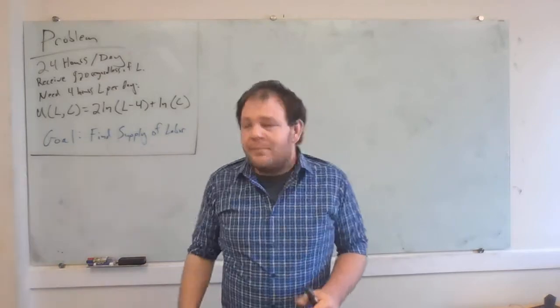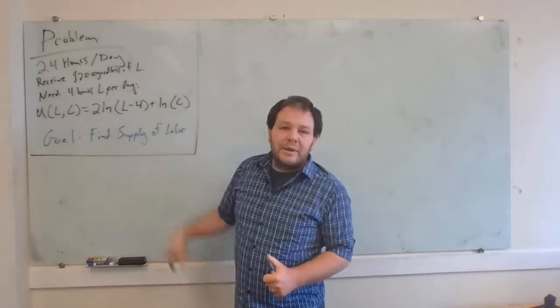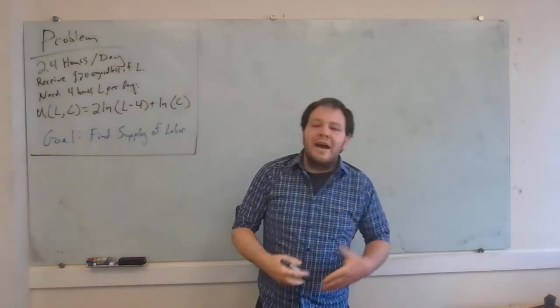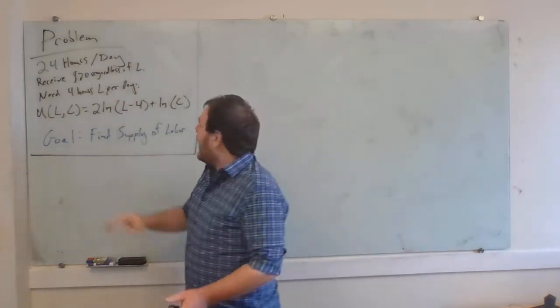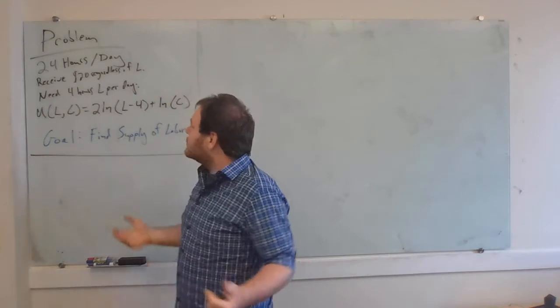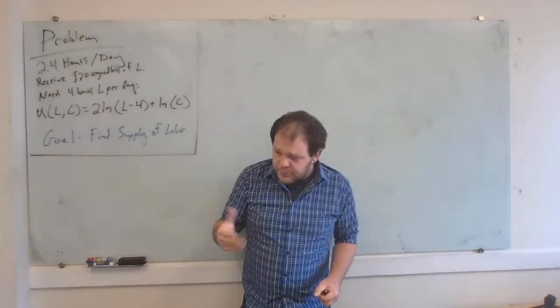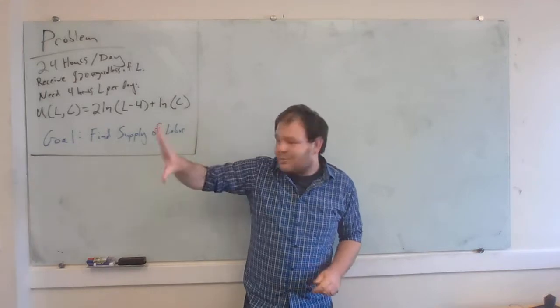In this problem, I'm giving myself the following information. I have 24 hours a day, which I can use to either work or engage in leisure, and I receive a universal basic income of $20 regardless of how much I work. So that's going to tell me essentially what my options are.